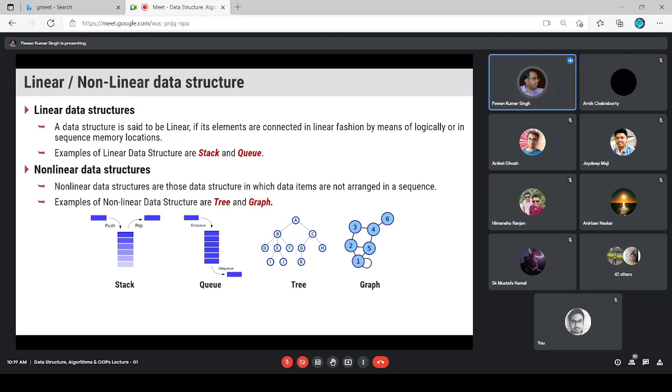And similarly, a queue follows the FIFO format, first in first out. The element which is inserted first will be deleted first. Okay, and in trees and graphs, you can insert and delete elements in a very non-linear fashion.